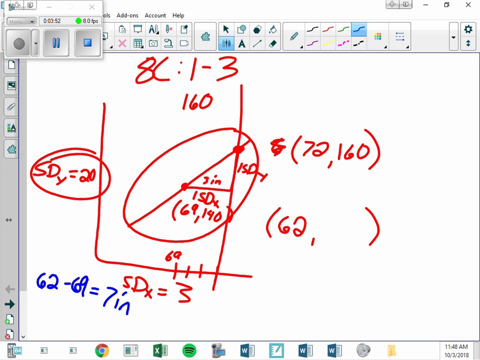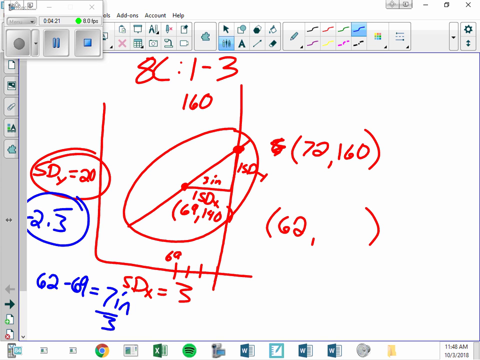What does that tell me? This person is 7 inches shorter than average, but that's not what I want to know. I want to know how many SDs that is. So I divide by 3, and I get 2.3 repeating. Negative. What does that tell me? Negative 2.3 SDs less than average.